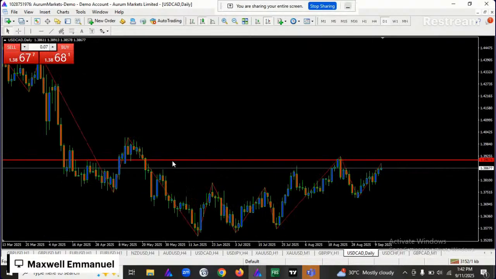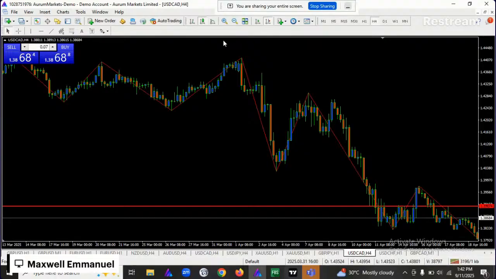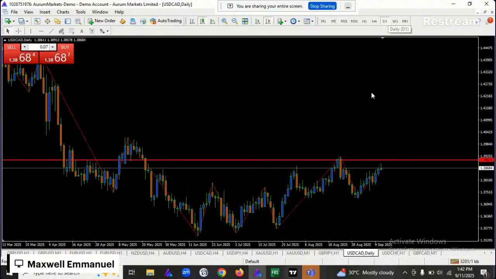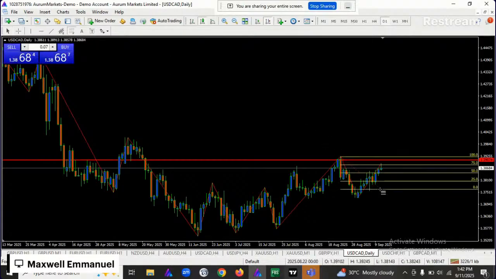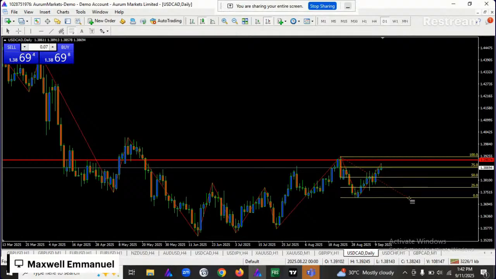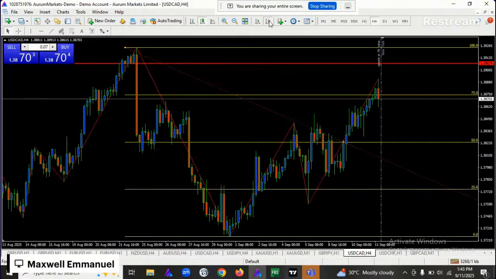Let me see the daily. USD CAD is at premium now. It will not be wise to buy at premium. I can't buy this. And if you go to 4 hour, I think a bearish reversal pattern is about to form on the 4 hour time frame.